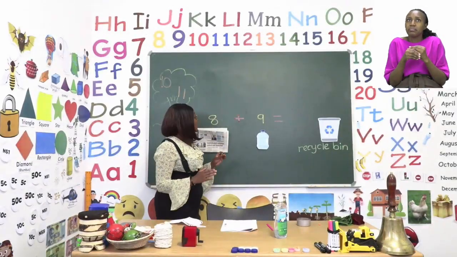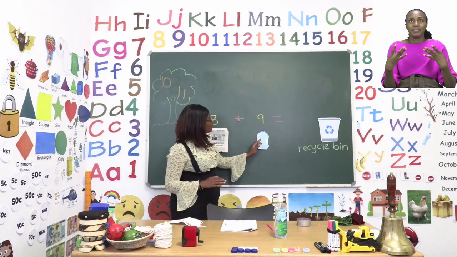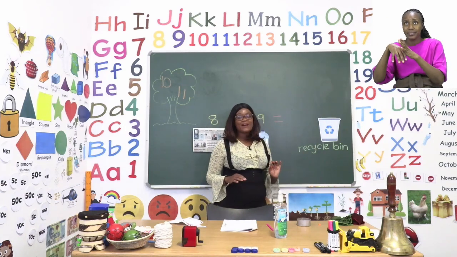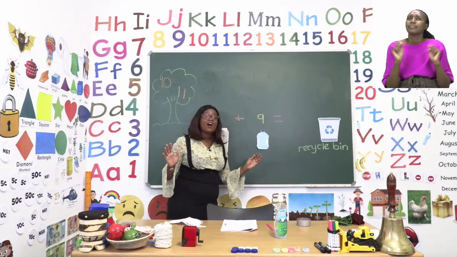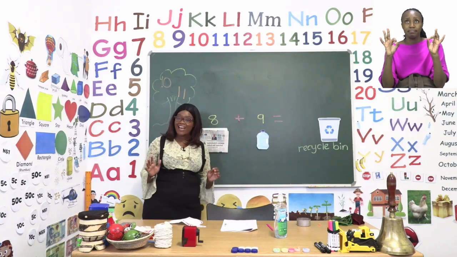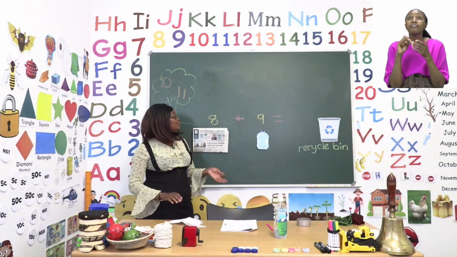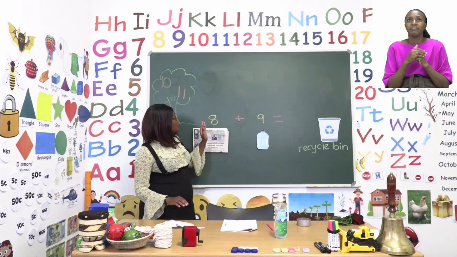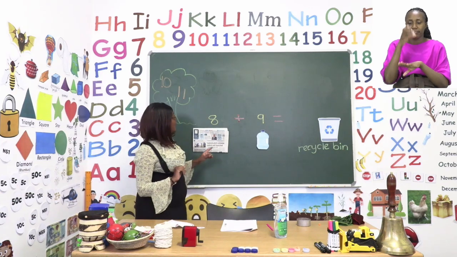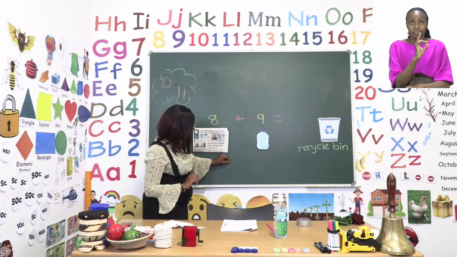Now remember, we have 8 newspapers and 9 bottles that are in the recycle bag. So we need to find out how many they are when we say 8 plus 9 recyclables. Remember, recycling means to use again. So let's see. We already have 8 and we need to count 9. So we say 8 is already there. Then we count our 9 sticks.